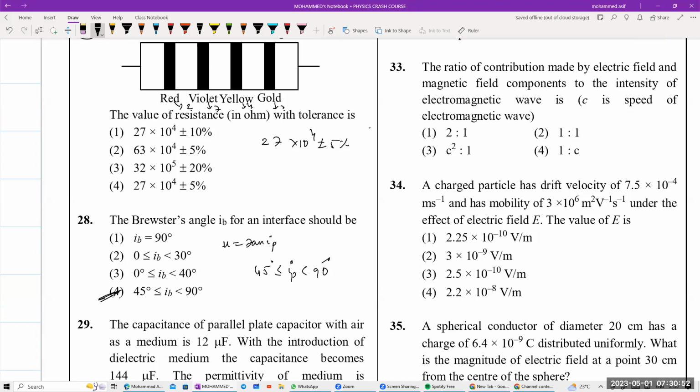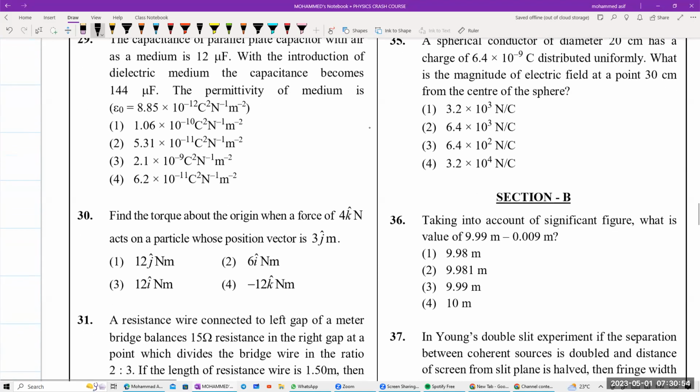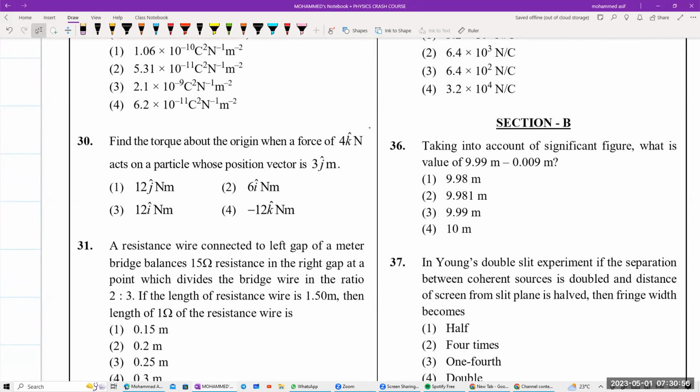नेक्स्ट वन इज कैपेसिटेंस से, विल कम बैक दैट वन. नेक्स्ट वन इज टार्क का क्वेश्चन है. याद है किसी को फॉर्मूला टार्क का? अगर टार्क का फॉर्मूला याद है तो डायरेक्टली कर सकते हैं बेटा इसको.